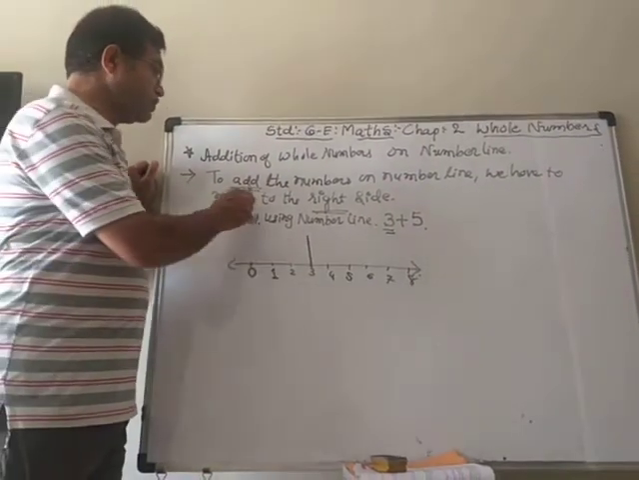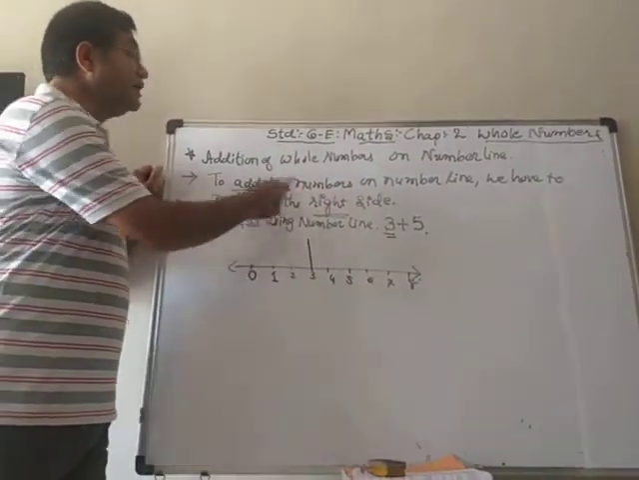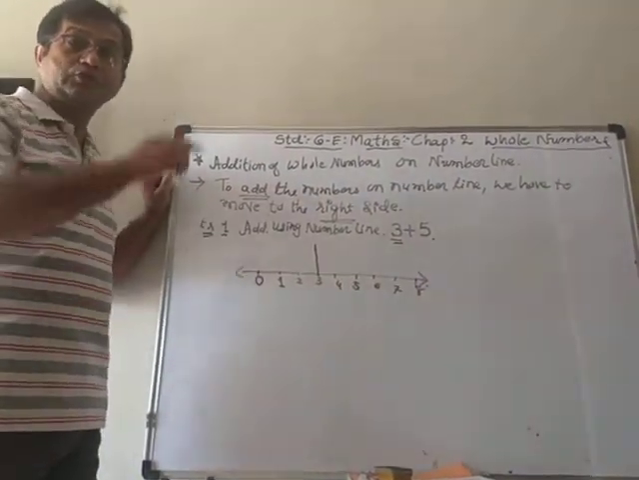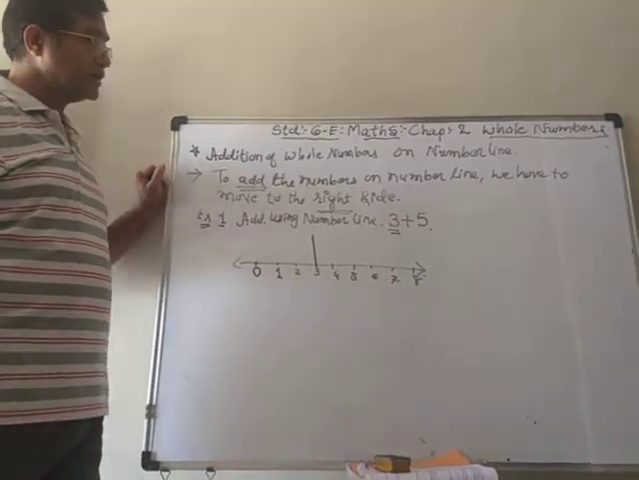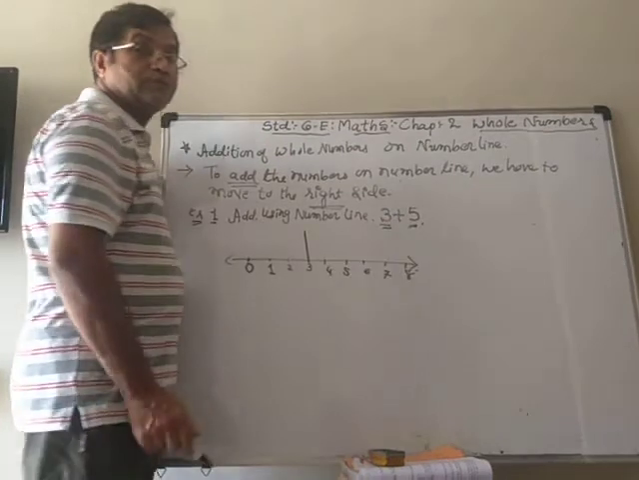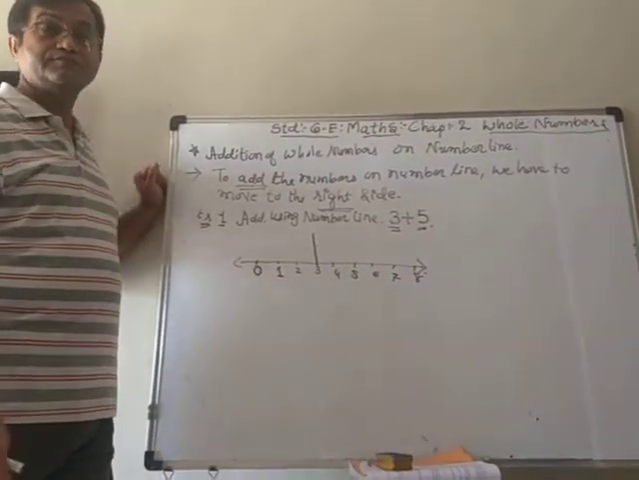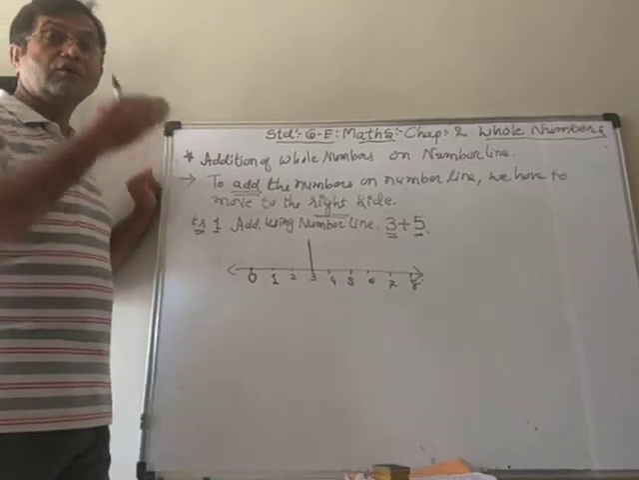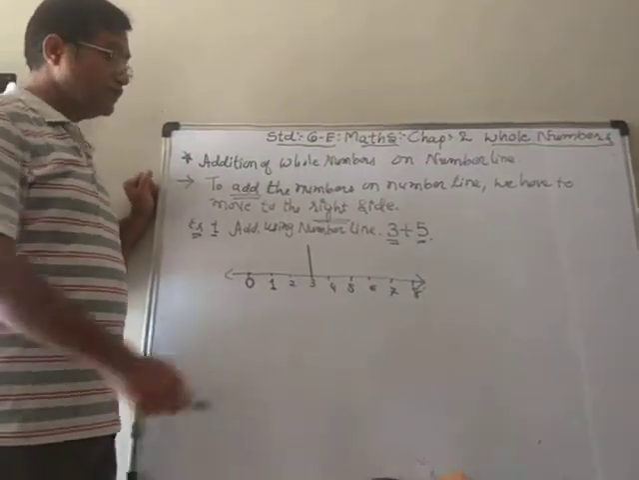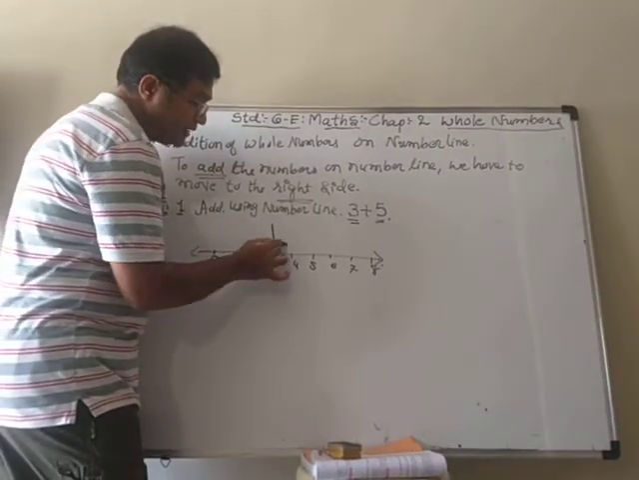Now as I told you, we have to add, then we have to go to the right side, from left to right side. How many? Then check the second number, 5. Means we have to jump like a frog and move 5 steps. So we will show the steps also. Look there, jumping like a frog.